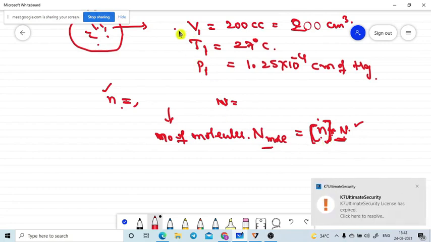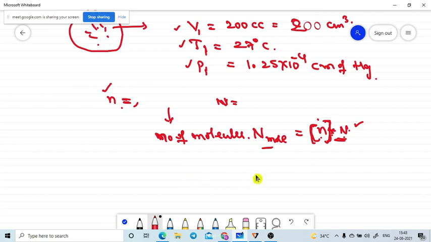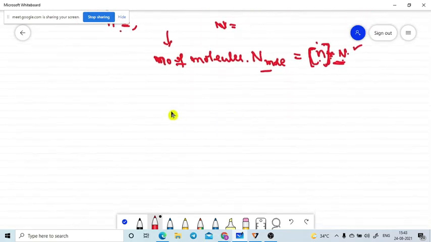If you know the V, T, P values, how can you find? Is there any formula in your brain? Yes, P1 V1 by T1 is equal to small n into R is their formula. So this formula is there. This is your memory based question only. Then we can easily substitute this value. But you need to take care about this one.